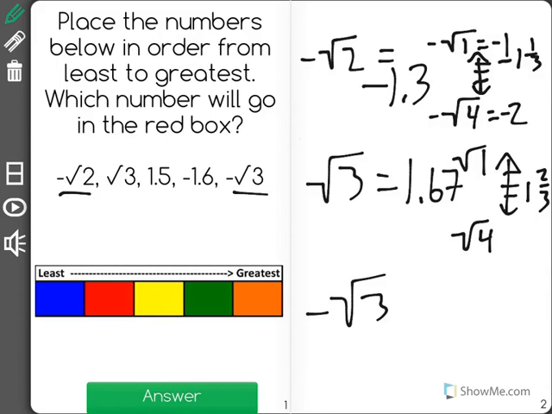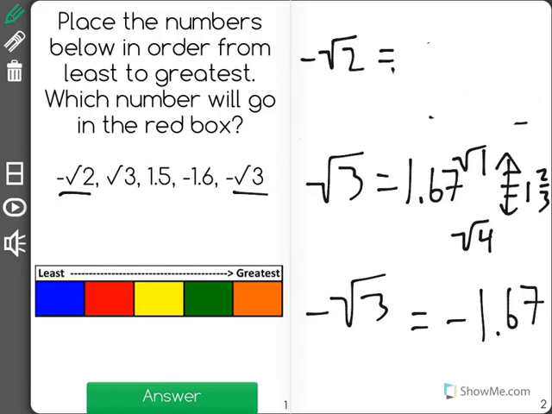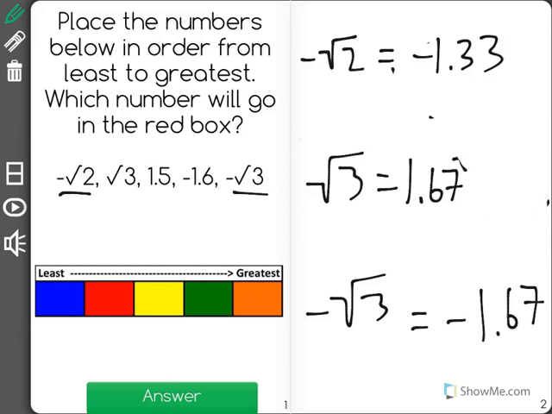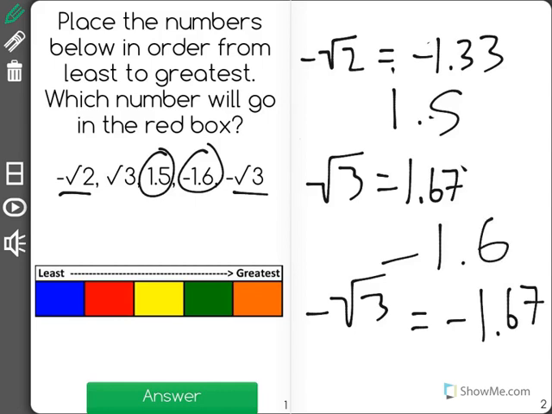And last, we have negative root 3, which is going to be the same as positive root 3, just negative 1.67. Now I'm going to erase this work, and we're going to keep the numbers that we just found. So this was negative 1.33, and again, these are estimates, they aren't perfect answers. 1.67 and negative 1.67, and now I'm going to bring over the other two numbers, 1.5 and negative 1.6.